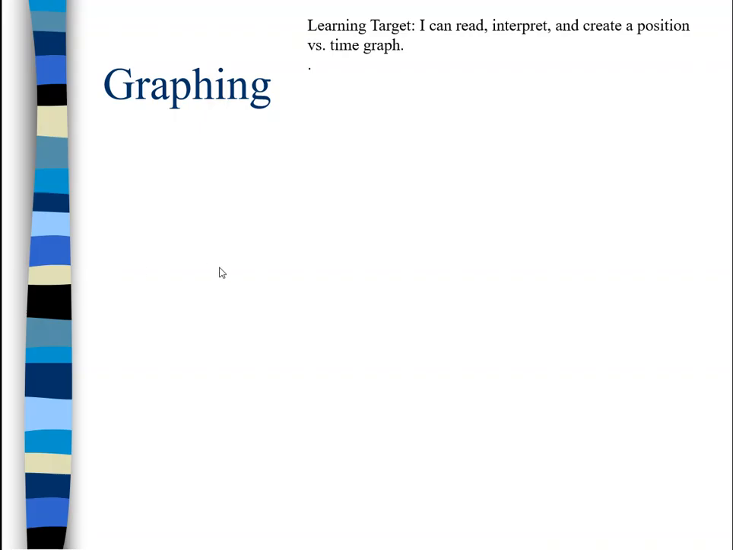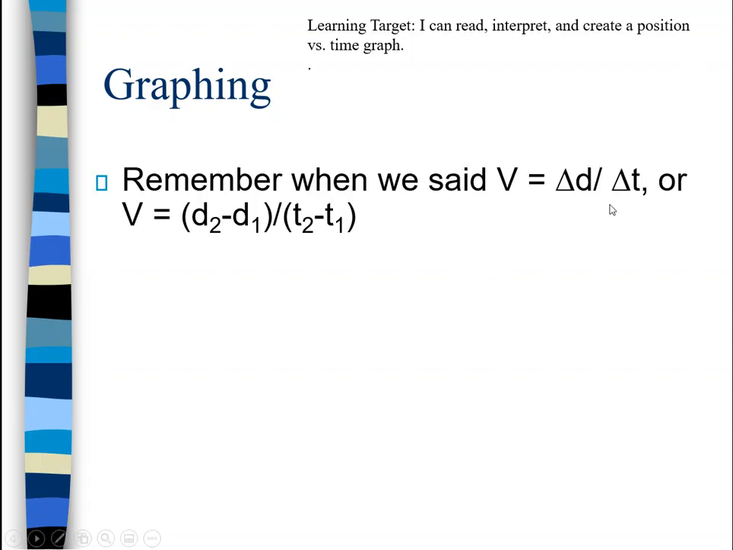I would like you to think back to when we had first been talking about velocity. We know that velocity is displacement over time, or you can calculate it if you have two particular points of position and time. We can say d2 minus d1 over t2 minus t1.